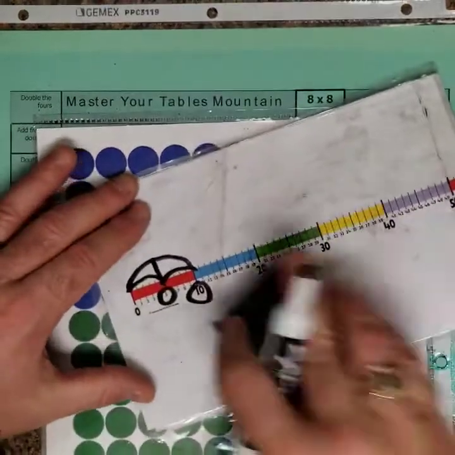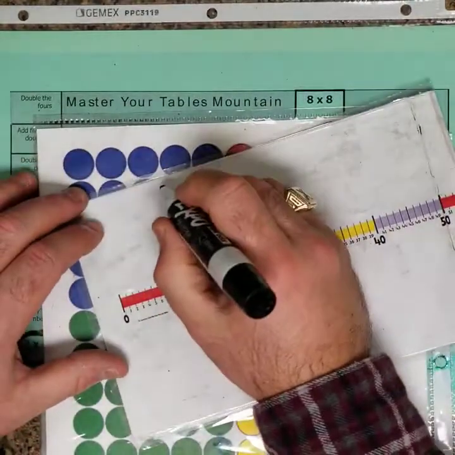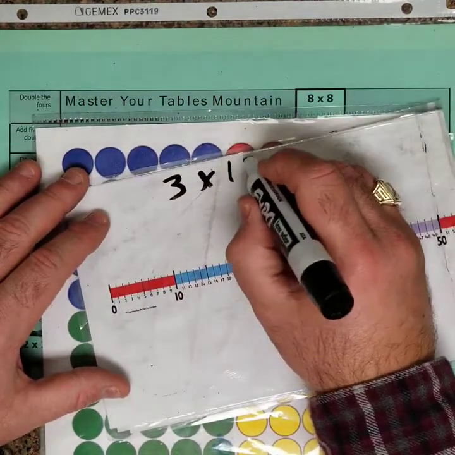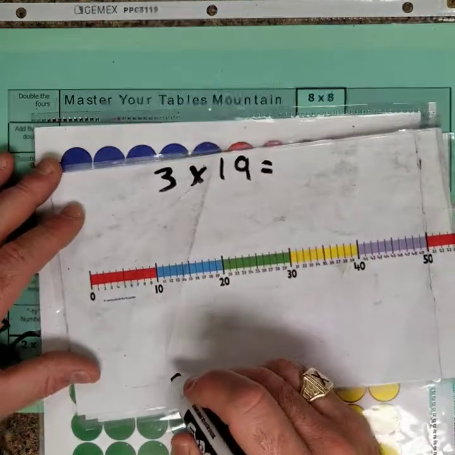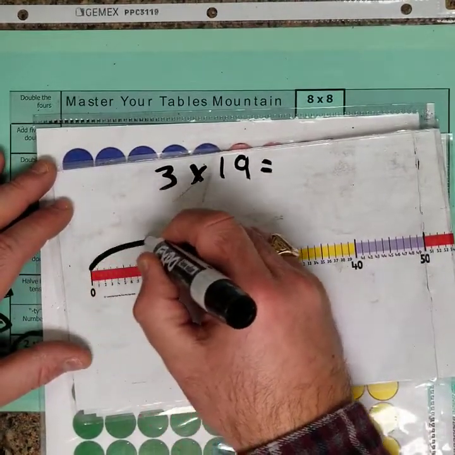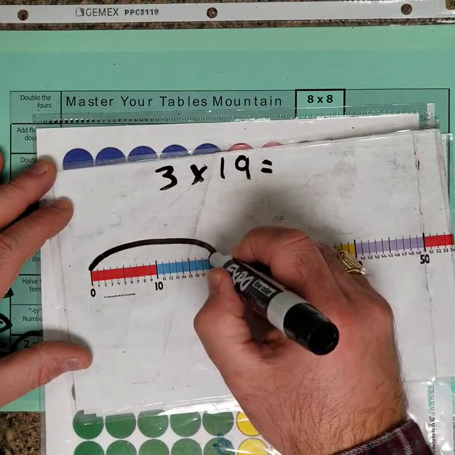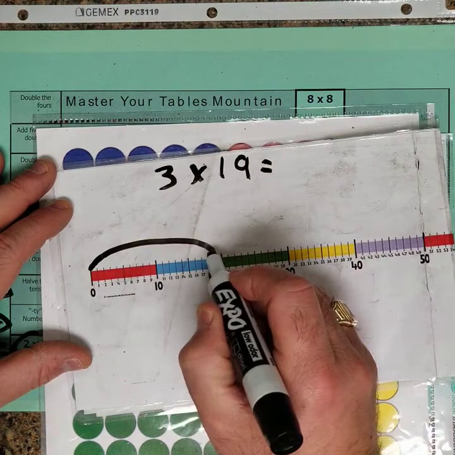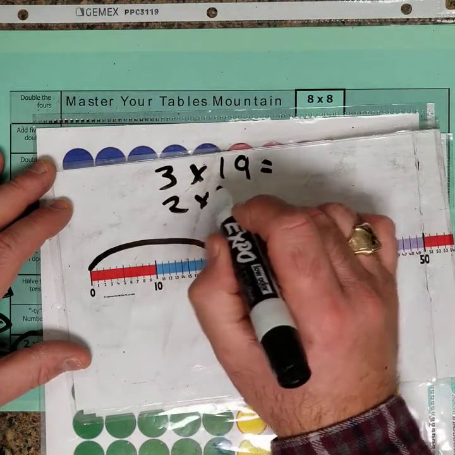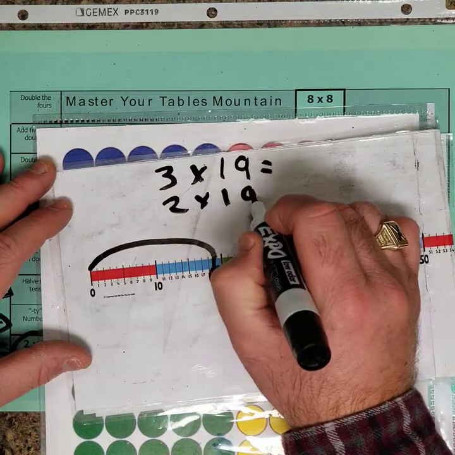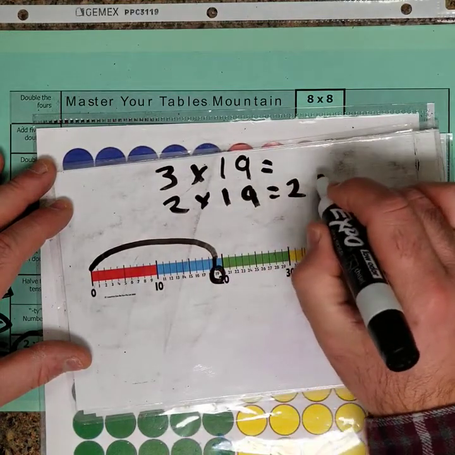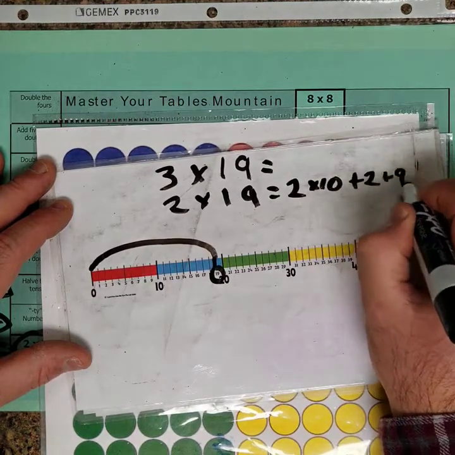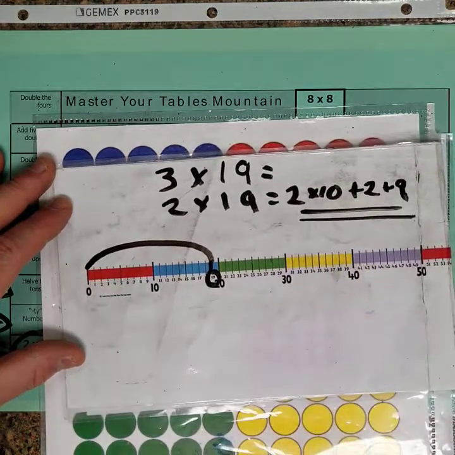If you're seeing it on a number line, you would do the same. If I wanted to get 3 groups of 19, let's say, well, let's get 2 19s. There's a 19. It's a 10 and a 9. So double 19 would be just like double 10 plus double 9. This is easy to show on Cuisenaire rods.